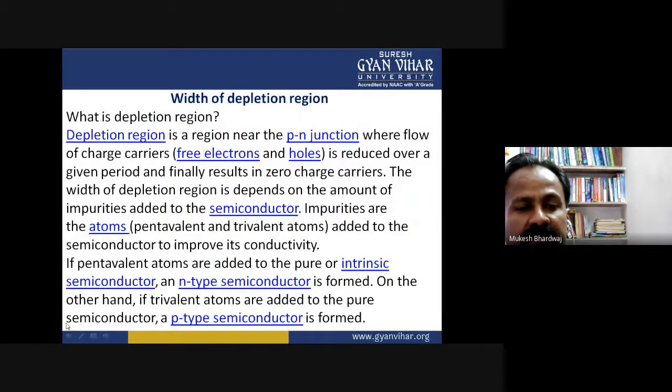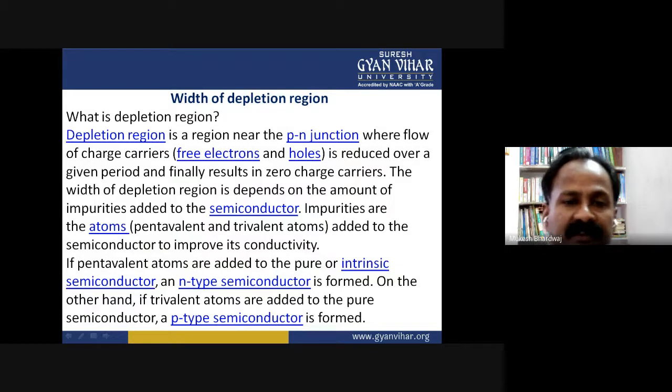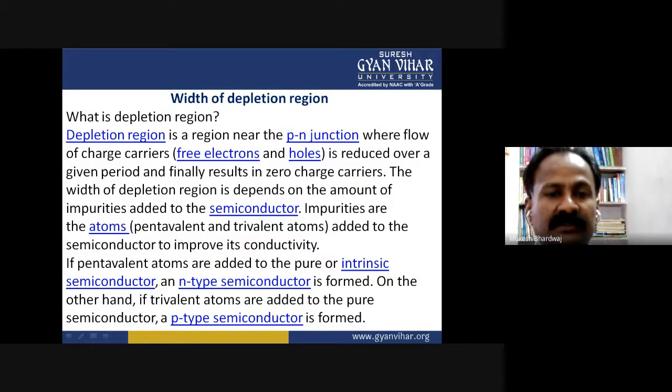As we had already discussed, the width of depletion region: depletion region is a region near the p-n junction where flow of charge carriers, free electrons and holes, is reduced over a given period and finally results in zero charge carriers. The width of depletion region depends on the amount of impurities added to the semiconductors. Impurities are the atoms, pentavalent and trivalent atoms, added to the semiconductor to improve its conductivity. If pentavalent atoms are added to the pure or intrinsic semiconductor, an n-type semiconductor is formed. On the other hand, if trivalent atoms are added to the pure semiconductor, a p-type semiconductor is formed.